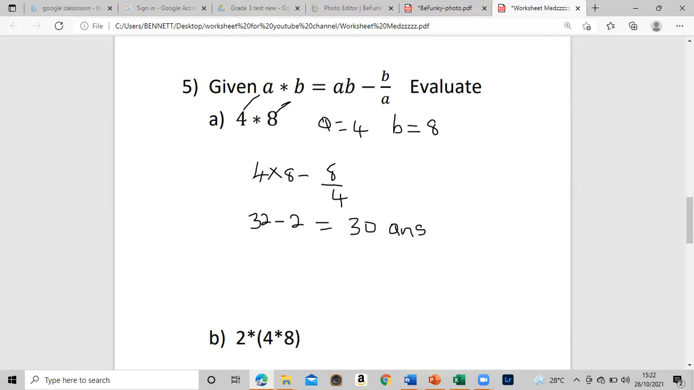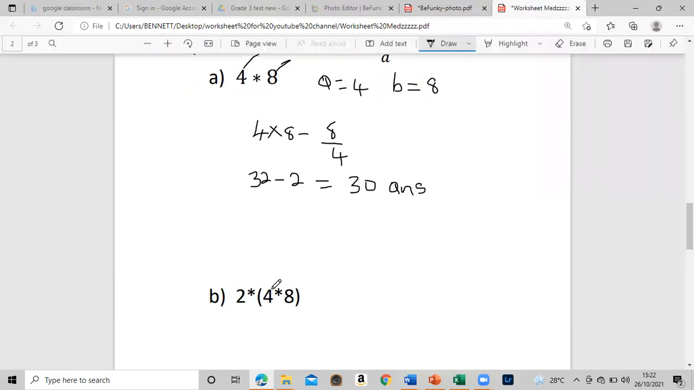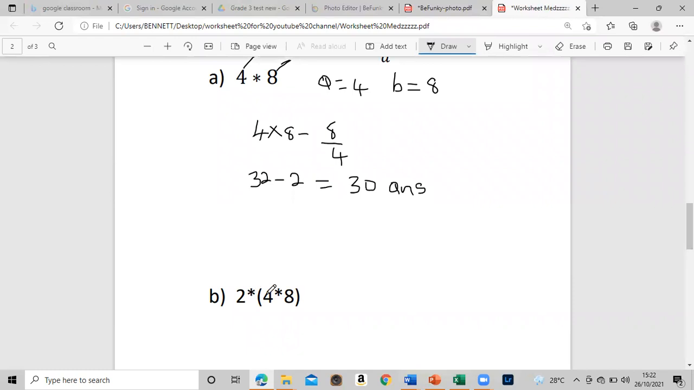Alright. This one now said A asterisk 2 asterisk bracket 4 asterisk 8. But guys, if you remember, we just work out this, right? This is equal to 30. 4 8 32, yeah, minus that gives 30, right? So what we're gonna do now is instead of using all of this, let's just use 30, right? So let us rewrite it. So it's like they are saying 2 asterisk 30.